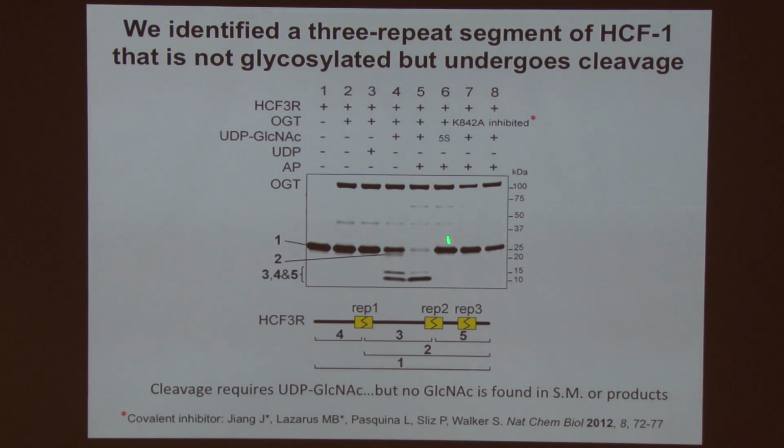And we did another experiment where we took UDP-5S-GlcNAc, which we know binds in the active site just like the normal sugar nucleotide, but does not glycosylate readily. And when you do that, there's no cleavage. And so that suggested we really needed to have a reaction occurring. We also did some other controls, and everything was consistent with cleavage being done by OGT. It requires UDP-GlcNAc, but there isn't any GlcNAc in the starting material or the products.